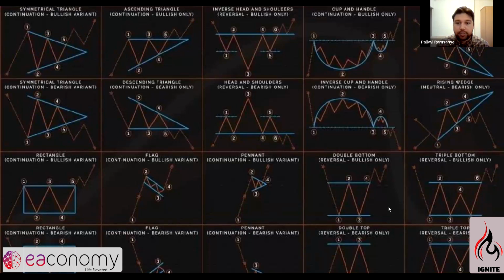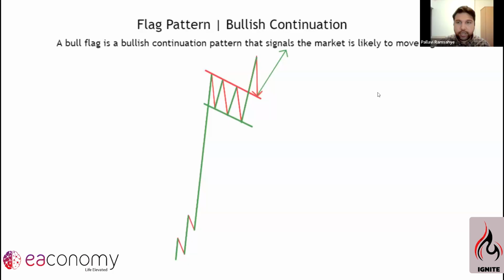We've looked at the triple top. We've covered the triple top and bottom, double bottom and double top. We've covered the rectangle, the bullish and bearish variants. And in today's session, we're going to be covering the flag pattern. And we're going to be going through the distinguishing factors and the things to look out for that make it that type of pattern. So let's get straight into this.